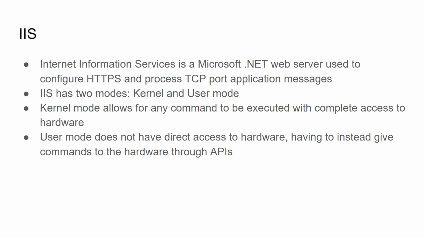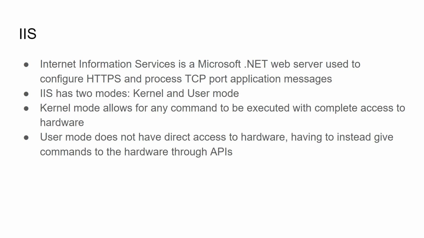Now we will talk about Internet Information Services. Internet Information Services is a Microsoft .NET web server used to configure HTTPS and process TCP port application messages. It is possible to get IIS to run on other operating systems such as Mac and Linux, though it is not reliable and unstable when not run on Windows.